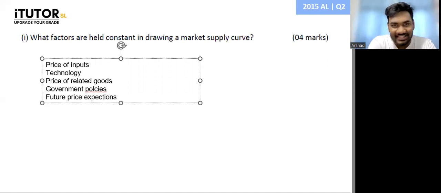Remember, guys, question number 2, the first sub question is always the easiest sub question in the paper, guys. Very easy, right? So this is proof of that. Okay, this is done. We'll move to the next one.